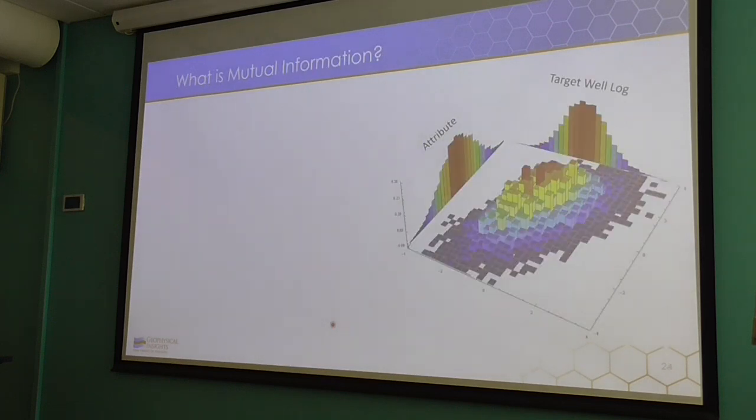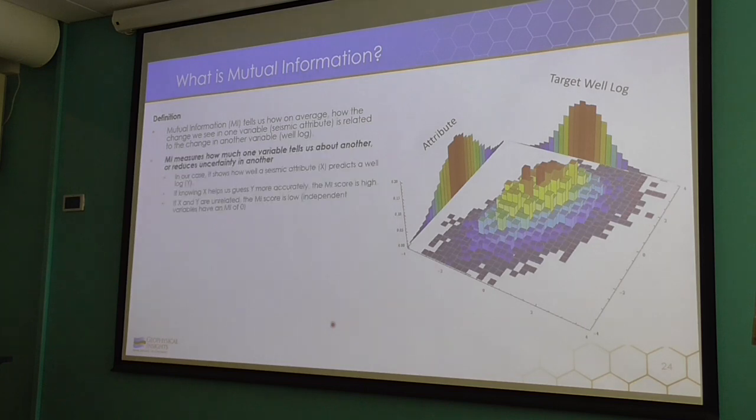Pretty much a good example of how it works. You have your attribute and your target well log. And what mutual information does is tell you, on average, how much one variable is able to predict or relate to change in another variable. Do not confuse this with correlation, because it's a nonlinear process. It shows you how much attribute X helps predict well log Y.